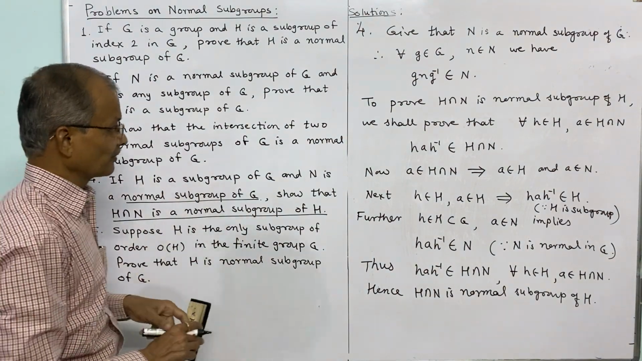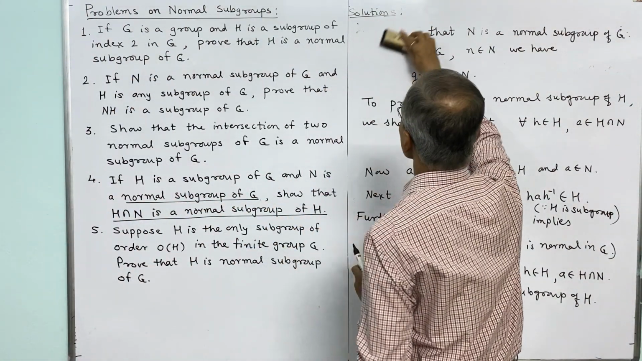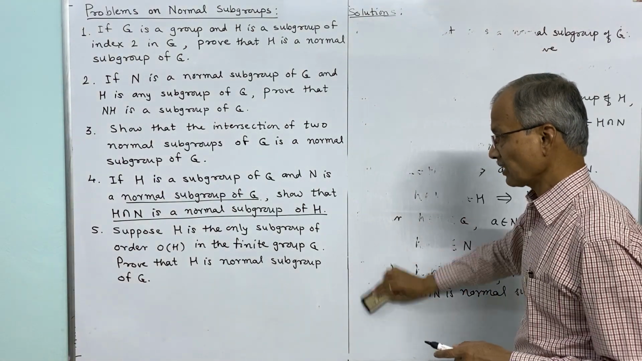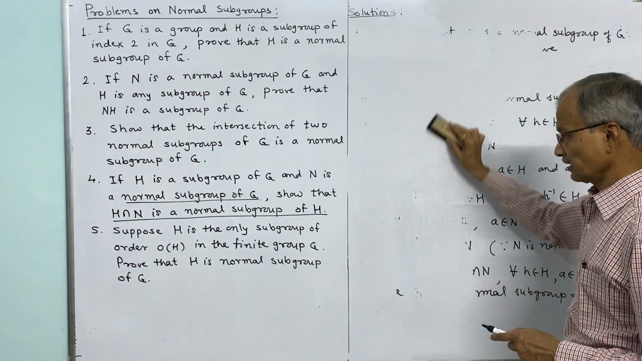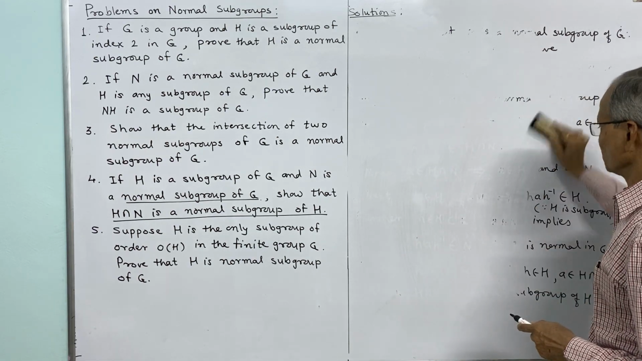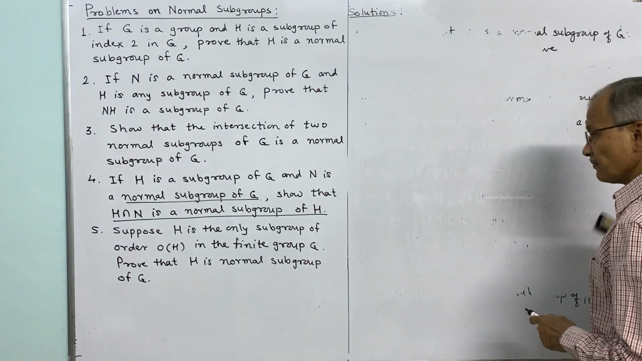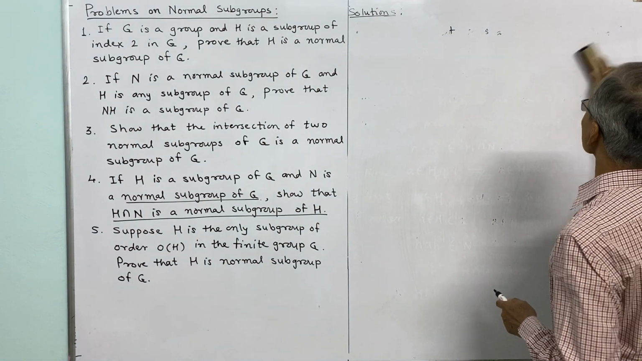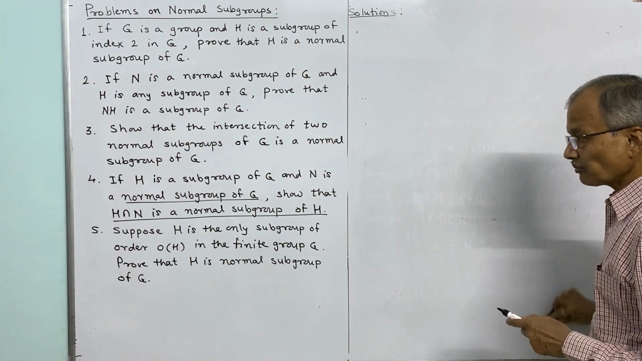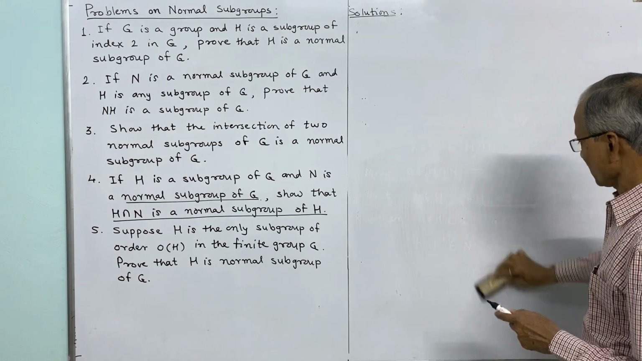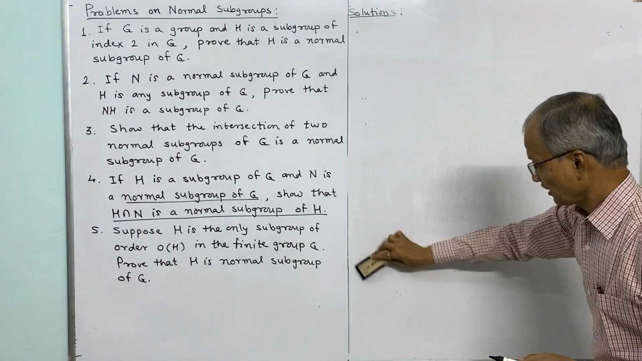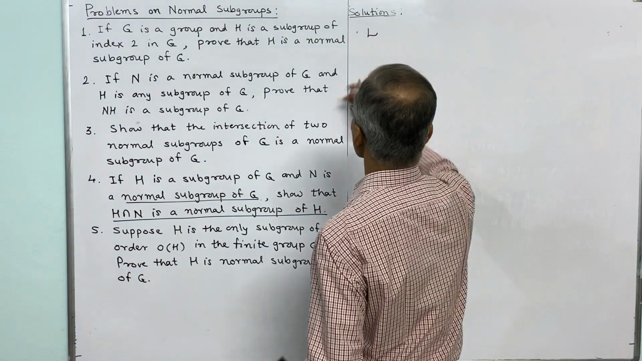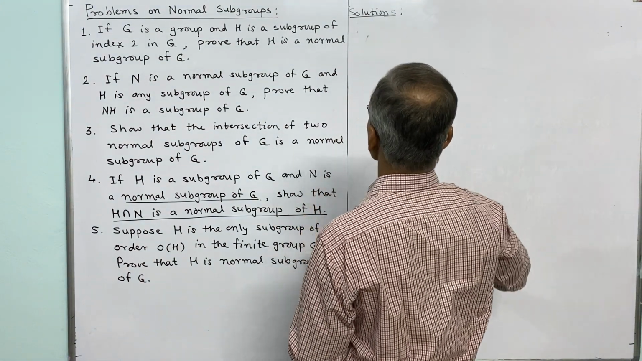Now we shall consider the fifth one. Solution for fifth. What is the fifth problem? Suppose H is the only subgroup of order m in a finite group G. Then prove that H is a normal subgroup of G. Now we shall suppose the order of H is equal to say m. Let that be the solution for 5.